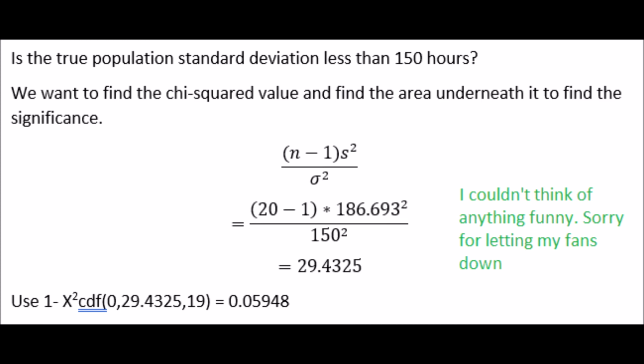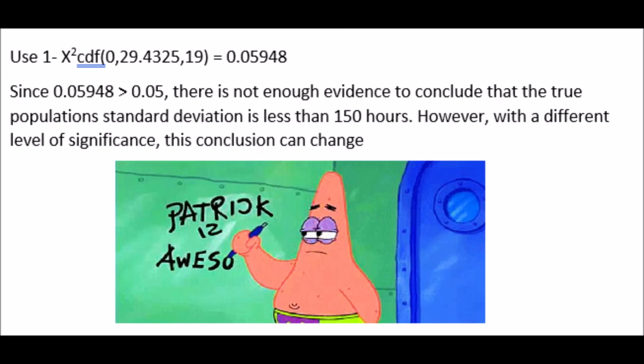Our upper bound is our chi-squared value, and our degrees of freedom are still 19. Using a level of significance of 0.05, we can conclude that there is not enough statistical evidence for the standard deviation to be less than 150 hours. However, since our p-value is so close to 0.05, our conclusion can change based on our level of significance.